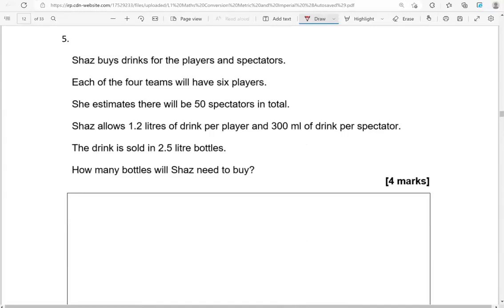Shaz buys drinks for the players and the spectators. Each of the 4 teams will have 6 players. So that is 4 times 6, which is 24 players in total. She estimates there will be 50 spectators in total. Shaz allows 1.2 litres of drink per player and 300 millilitres of drink per spectator. The drink is sold in 2.5 litre bottles. How many bottles will Shaz need to buy?